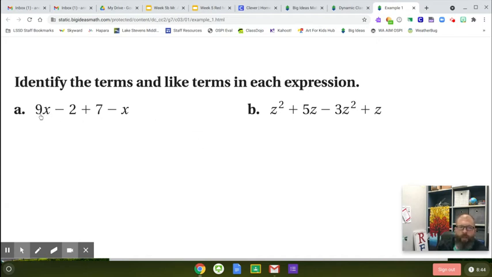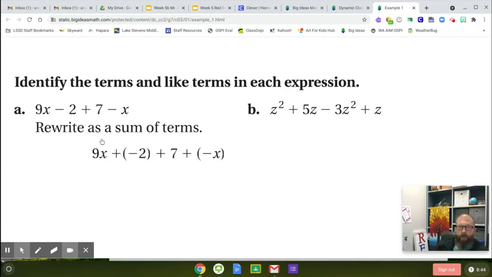So this says identify the terms and like terms in each expression. So the first thing we want to do is rewrite as a sum of terms. And each one of these is a term. So 9x is a term, 2, 7, and x. Okay? So we're going to rewrite it as a sum of terms. So remember when we subtract, we can add the opposite. And so they like to add -2, add -x. Because when you subtract something, it really is the same as adding a negative. So here's the terms: 9x, -2, 7, and -x.